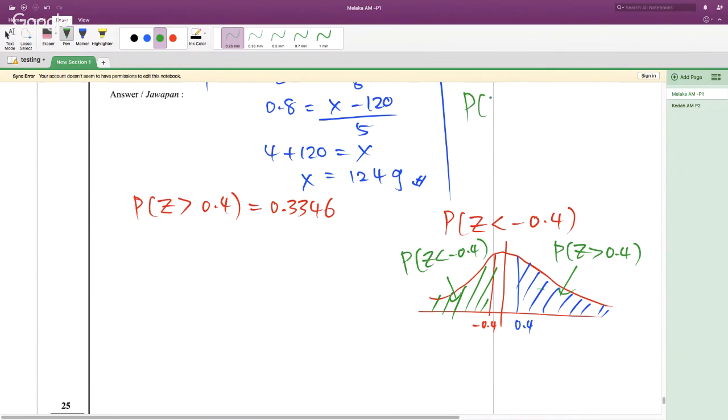So therefore, whenever you see less and negative, you can straight away change to the bigger. Next time you see probability Z is less than negative A, you can straight away change to probability Z is bigger than A. It's always correct.